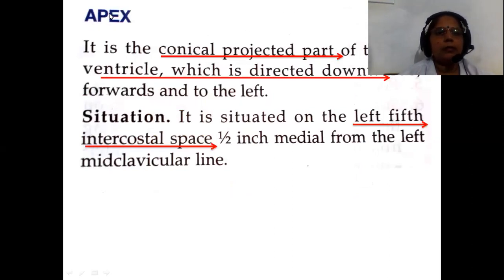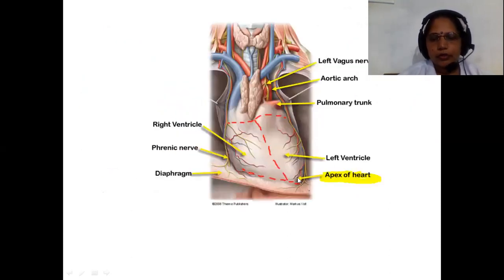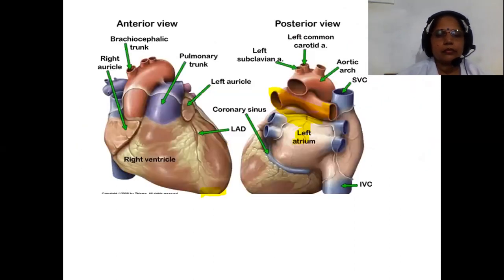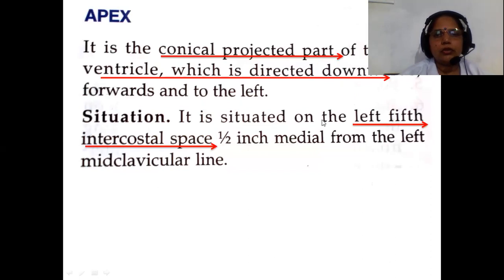Then here apex, it is a conical projected part of the left ventricle, which is directed downward, forwards, and to the left. So I will show here. So this is the apex of the heart. This apex of the heart forms that is a left ventricle. It is situated on the left fifth intercostal space. What is the exact location? When we see under this apex, जो portion जब हम patient में देखते हैं तो क्या इसका location है ना?